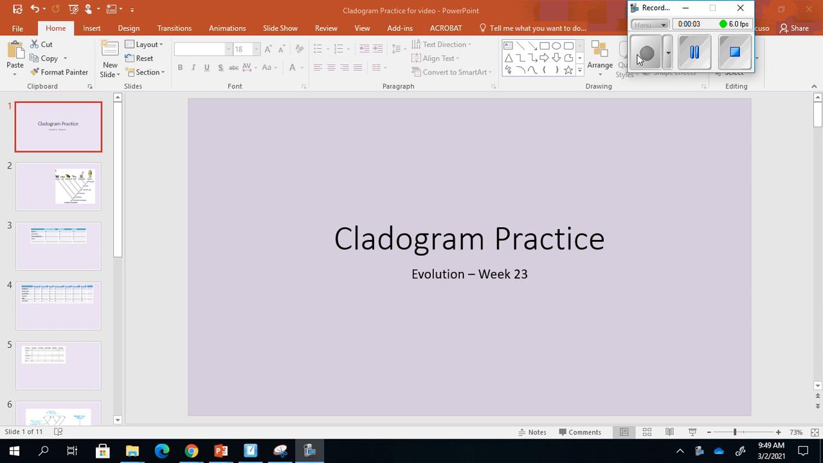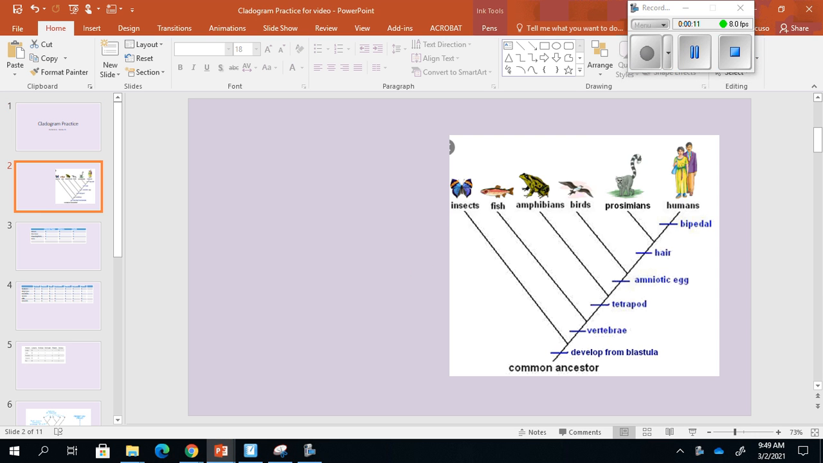Hey everybody, so I wanted to go through cladograms and phylogenetic trees in a little bit more detail. So open up the PowerPoint and let's get started. So here, this is a cladogram.